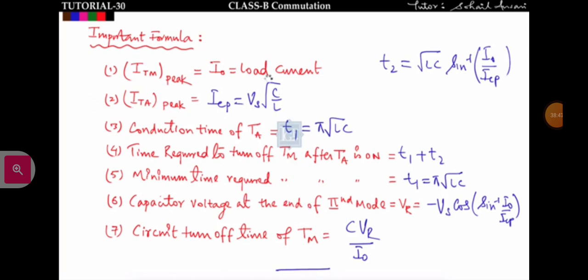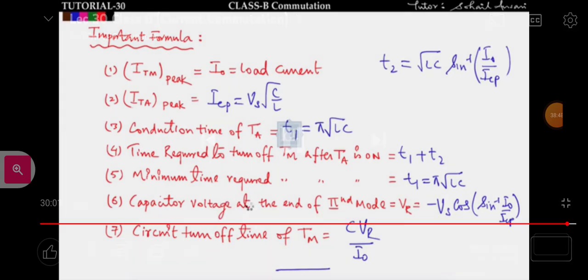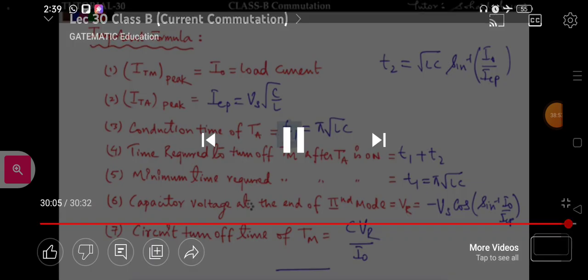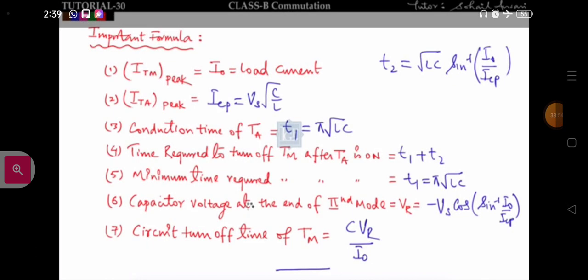So you have to keep all these formulas in mind, because most of the questions can be framed from these formulas only. Till now no question has been asked from class B commutation, that is the current commutation, in the GATE exam, but still you have to remember these formulas. For the derivation of how these formulas come, we have already covered it.